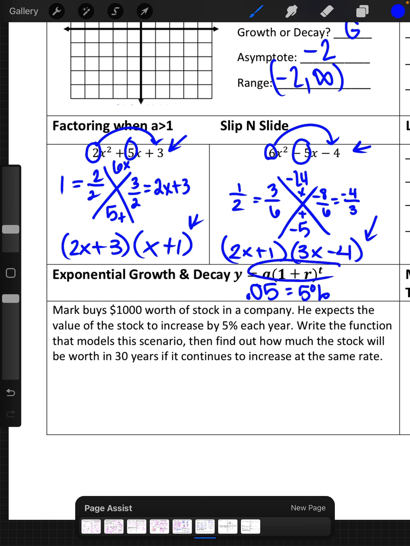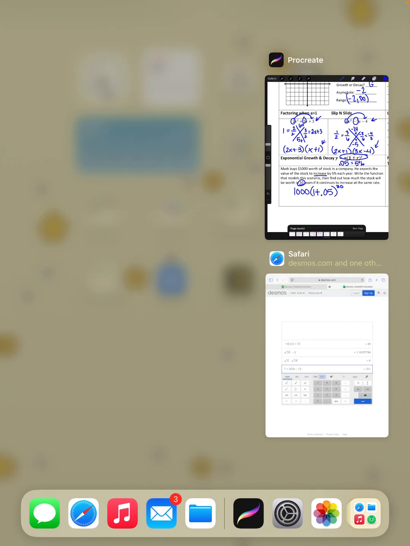So that A that's right here is always your principal number, which in this case is 1,000, times 1 plus, and it's plus because he's expecting an increase. If it was a decrease, it would be a minus. The percent was 5%, but in this case, we're going to put 0.05 to the t. But in this case, they actually gave you a number of years, so it's going to be 30.